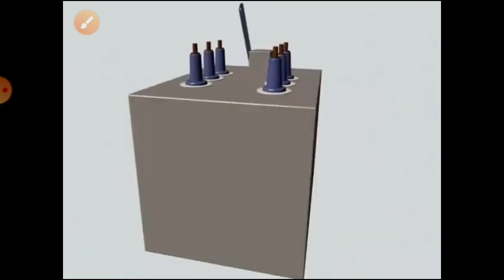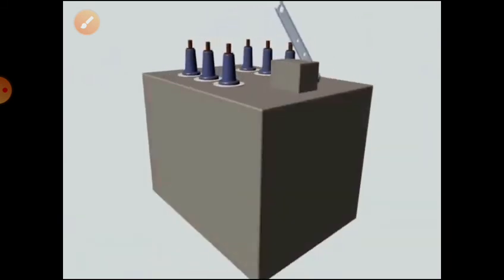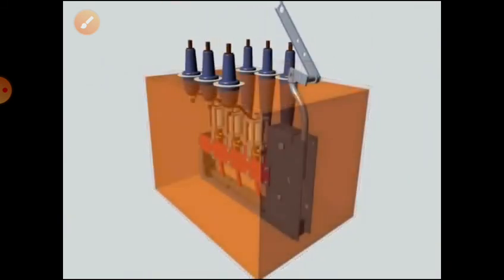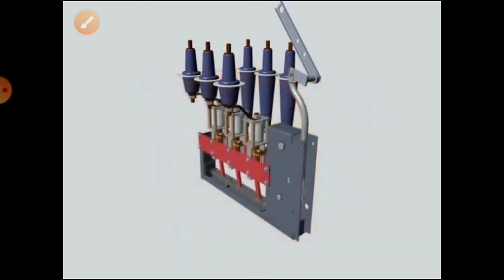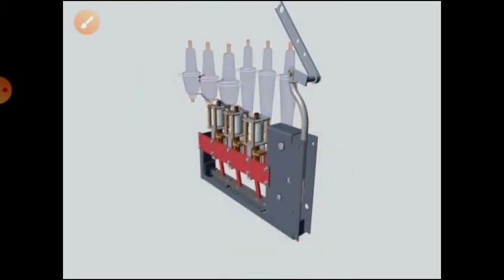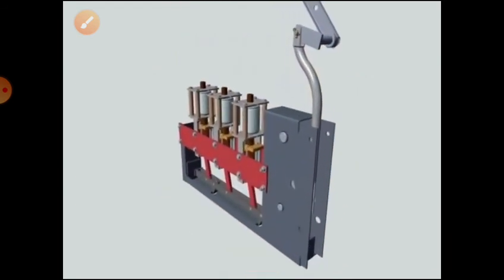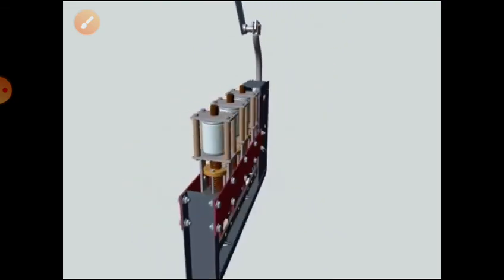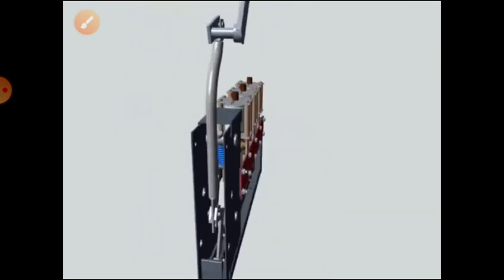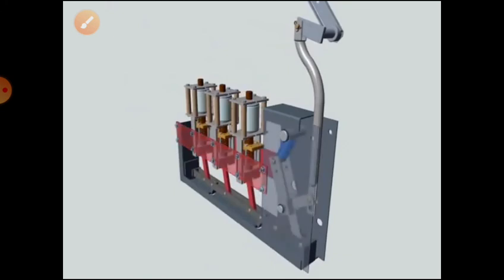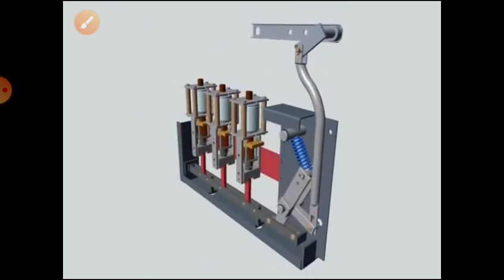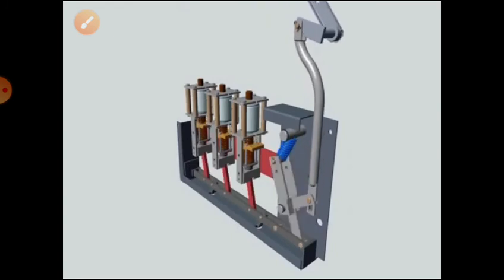This example is a three-phase, two-way switch. You can see the animation also, with the tank, insulation, bushings, and buswork removed for clarity. Here we see the three-phase mechanism as an individual component. Removing the side panels allows us to see the inner workings. Speed operation, you can see it.